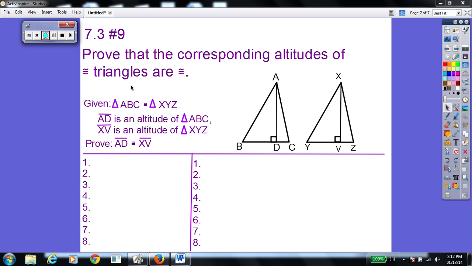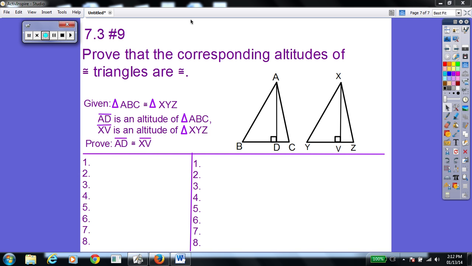Now I'm not going to solve it for you. I'll give you a little guidance and get you started, but I'm not going to solve it completely for you. So here we go. We were asked to prove that the corresponding altitudes of congruent triangles are congruent.